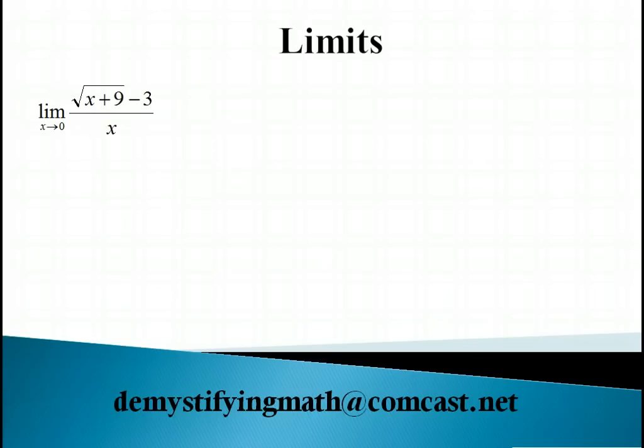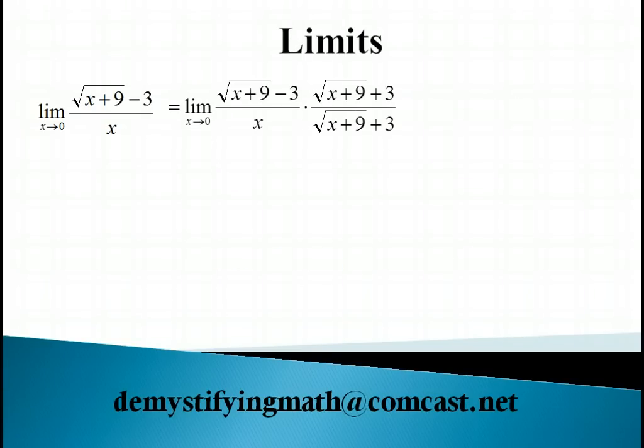What we're trying to do by rationalizing the numerator is get rid of that 0 over 0. Okay, so we're going to multiply numerator and denominator by the conjugate. The conjugate is the same thing that we had, but we're going to change the sign in between the two terms. So we're going to multiply numerator and denominator by the square root of x plus 9 plus 3. And then FOIL the numerator.